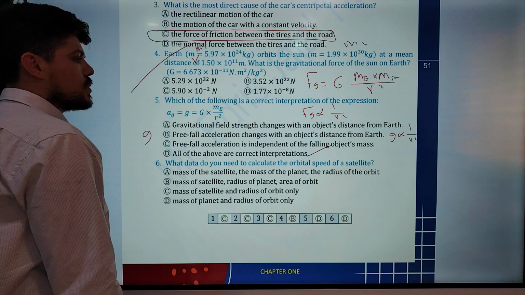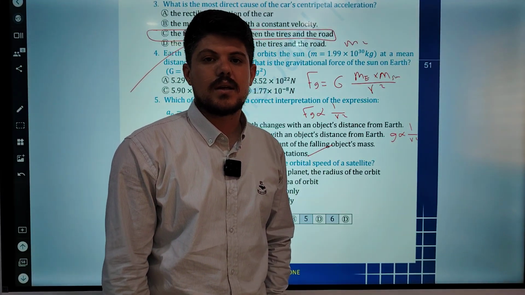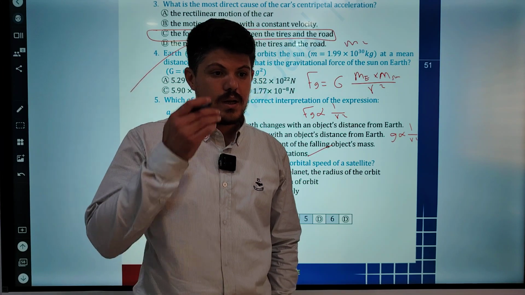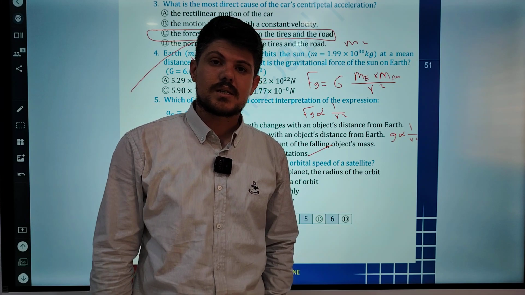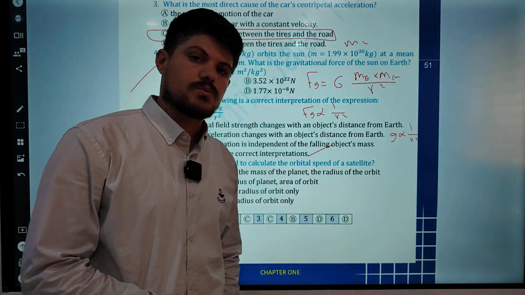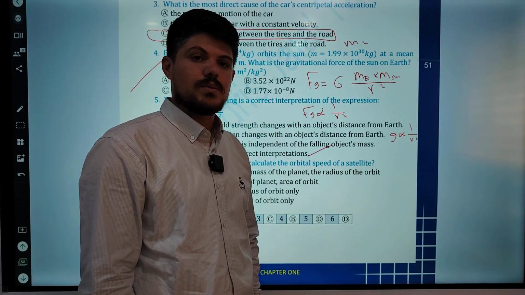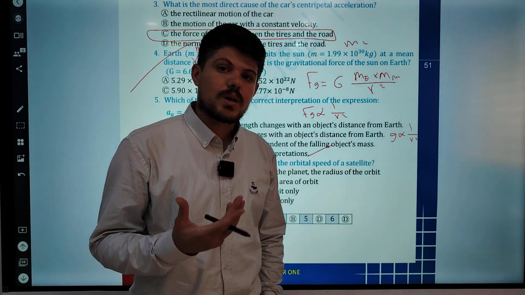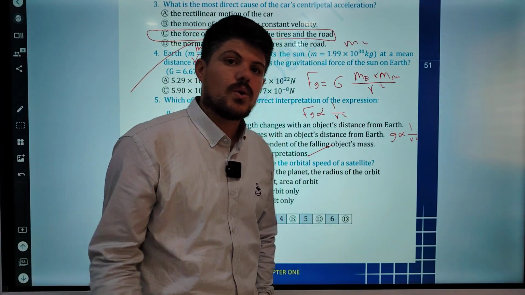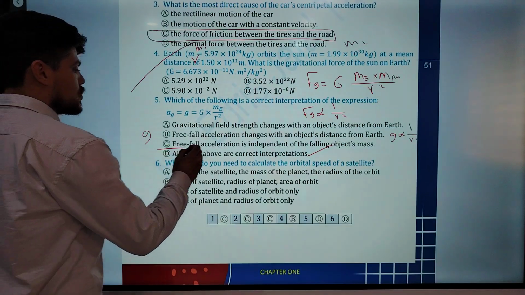Yes, of course, because all the masses reach the Earth with the same speed at the same time when the air resistance is neglected. In the absence of air resistance, all objects reach the ground at the same time. So when we say gravity is equal to 9.81, this is the gravity for all objects, independent of the mass. So that is why D is correct.